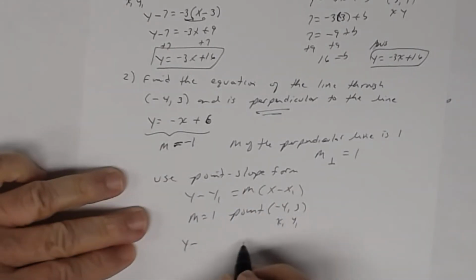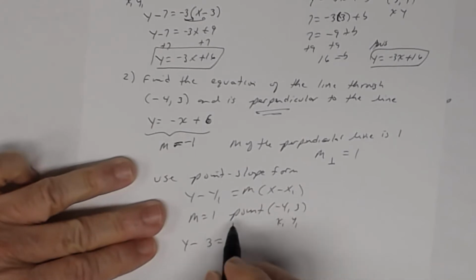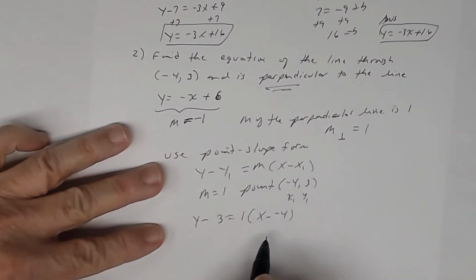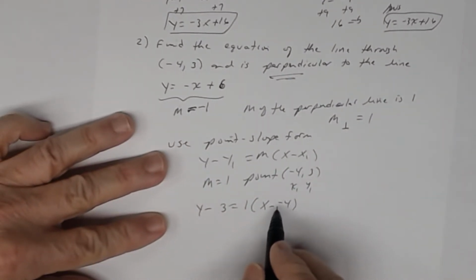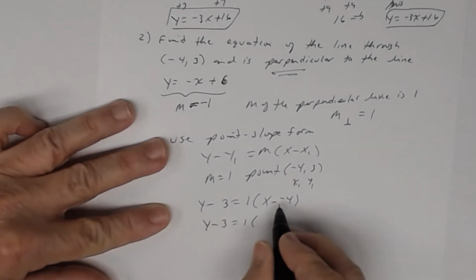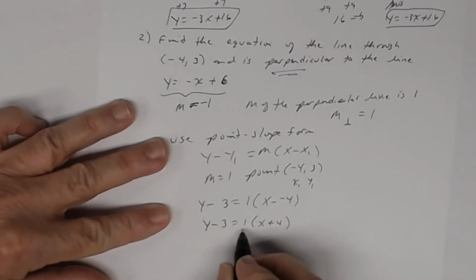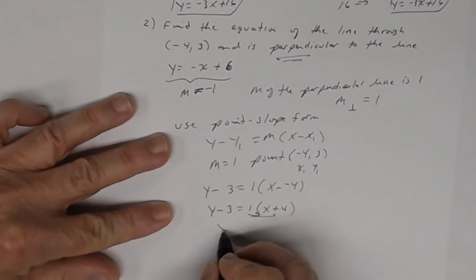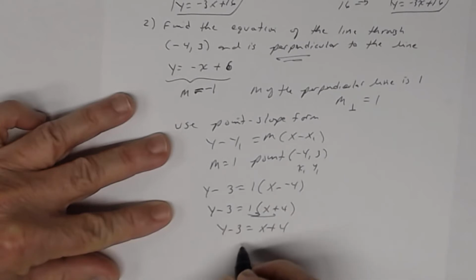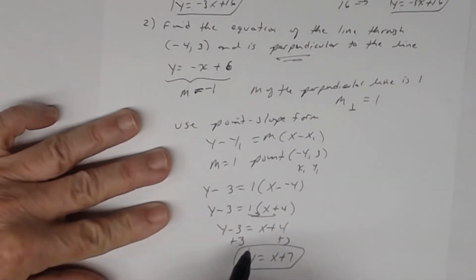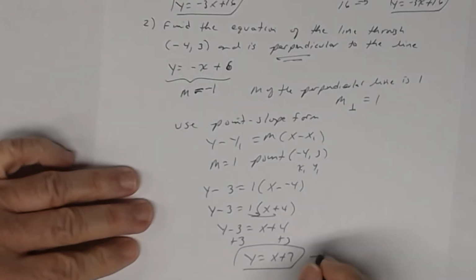So I get y minus y1, which is 3, equals the slope, which is 1, times x minus x1, which is a -4, right? Okay, now let's go ahead and simplify this x minus a -4. So y minus 3 equals 1 times x subtract a -4, which means x plus 4. And if I distribute the 1, that's still x plus 4. So I have y minus 3 equals x plus 4. Getting y by itself, I get y equals x plus 7. And that's it. There's your answer. So the equation of that line is y equals x plus 7.